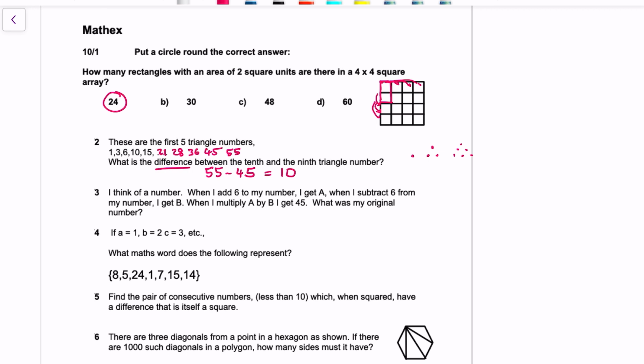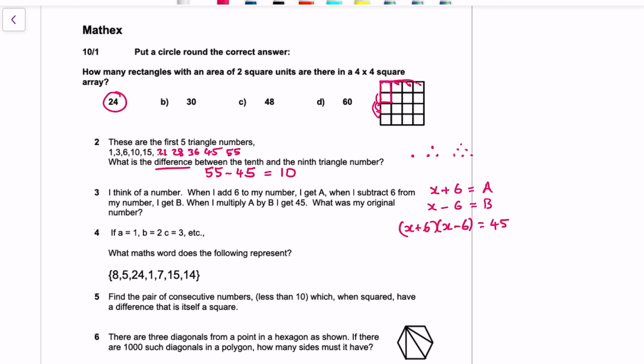So if I take X and I add 6 to it, I get the number A. When I take X and I subtract 6 from my number, I get B. And if I take those two together, A and B, and multiply them, so X plus 6 times X minus 6, I get 45. What's the answer for X?